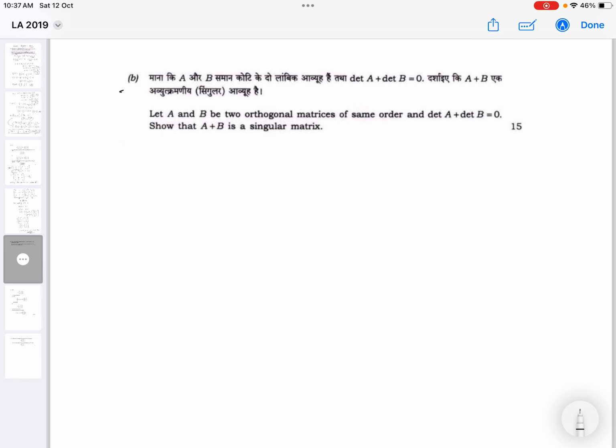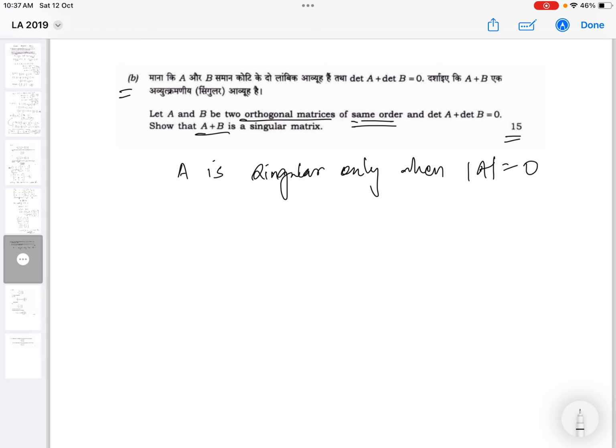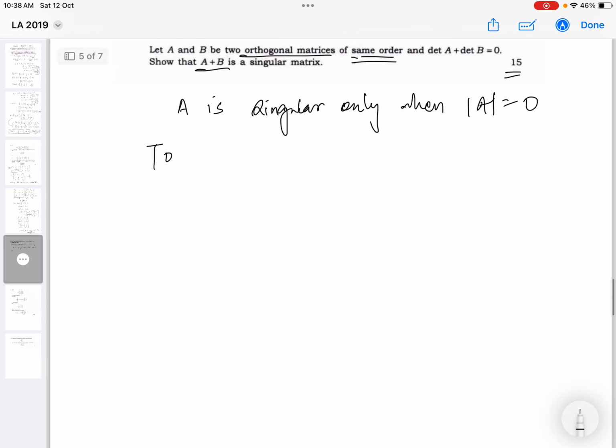Coming to the third problem, this is a 15 marker question. A and B are two diagonal matrices of the same order. The determinant of A plus determinant of B is 0, so we have to prove that A plus B is a singular matrix. Singular matrix means A is singular only when determinant of A is equal to 0. Therefore, to prove: A plus B's determinant is 0, then only A plus B will be singular.